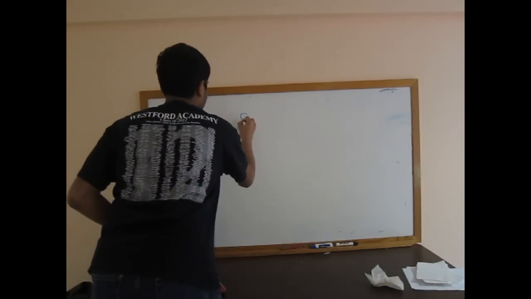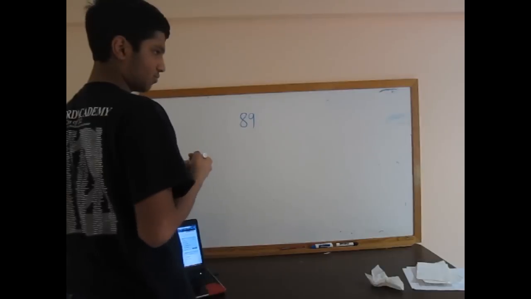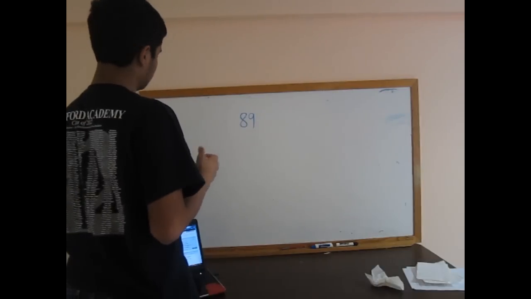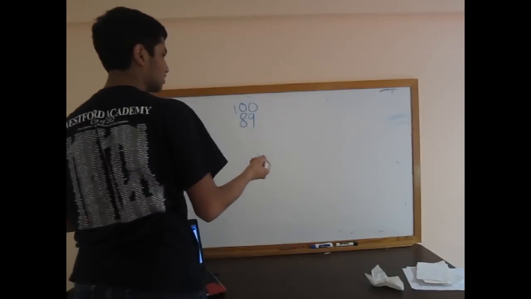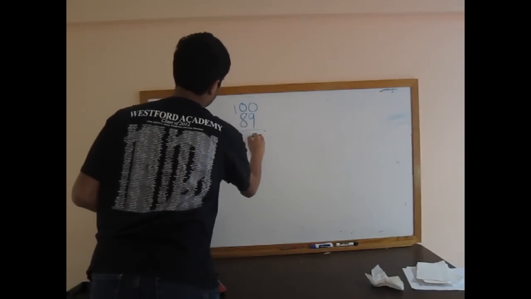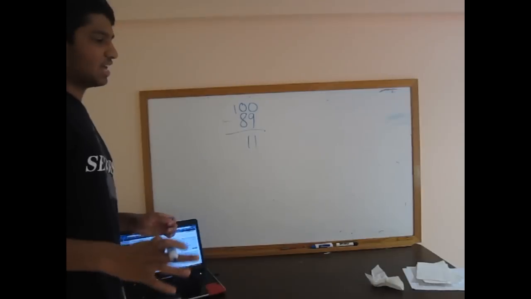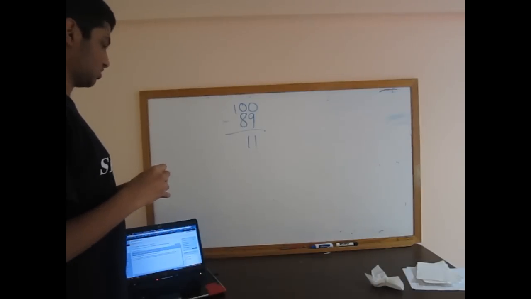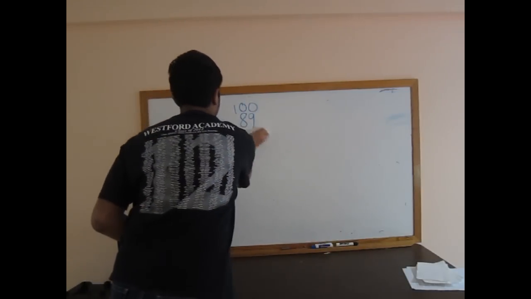If you have the number 89, then the closest power of 10 to 89 is 100. Now what happens when I subtract these two? I get 11. That's the tens complement of 89. It's the distance from a number to the closest power of 10.